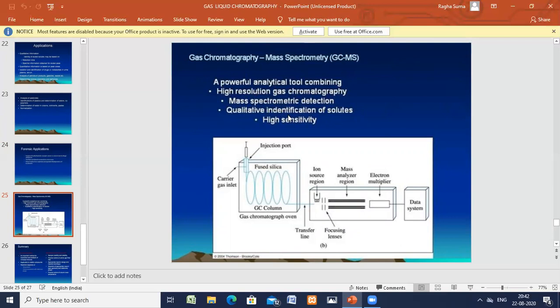So mass spectrometric detection can be done. Qualitative identification of the solutes and high sensitivity can be achieved.